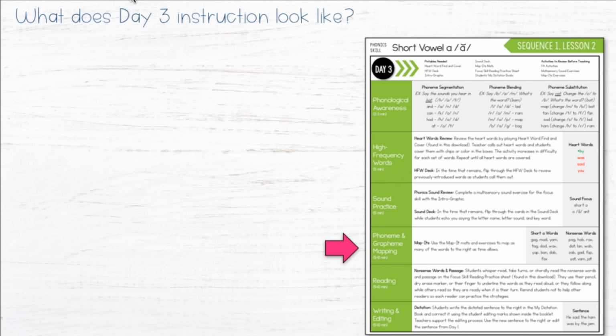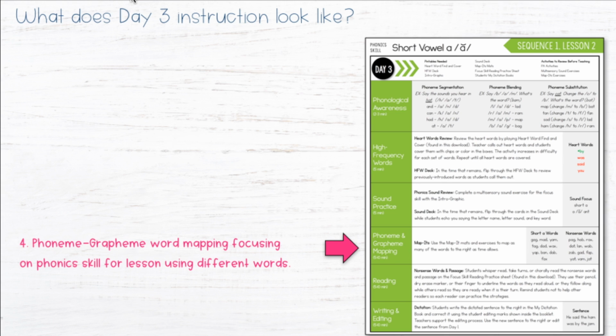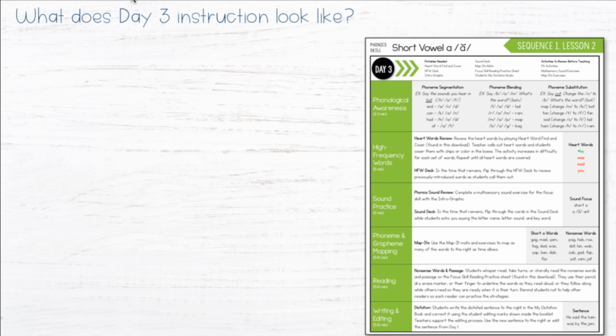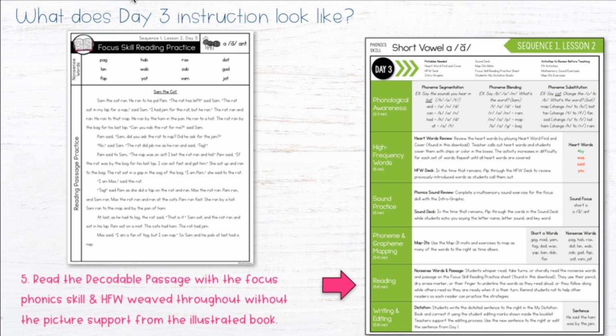Then you're going to do, again, a little bit more phoneme grapheme mapping with other words that are focused on the short A sound. So we're going to bring in other words, and then we're going to do more application of reading. In this case, we're reading nonsense words because now that they understand the skill and the focus sound, which was short A, and we've already taught them CVC words, we're going to have them practice reading nonsense words, and then reading the same decodable text, but without any picture support. Again, this is the application part of the lesson. We want them to read the decodable text that they had from the day before, but without any picture support.